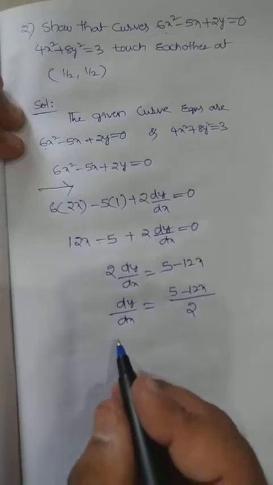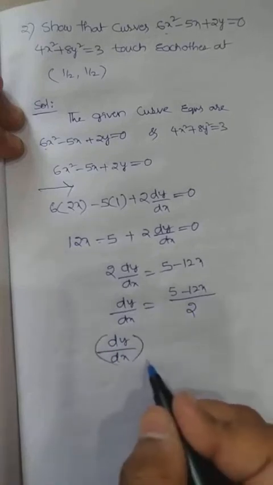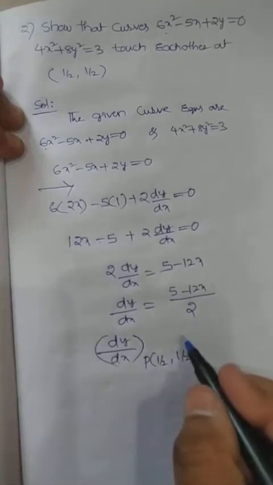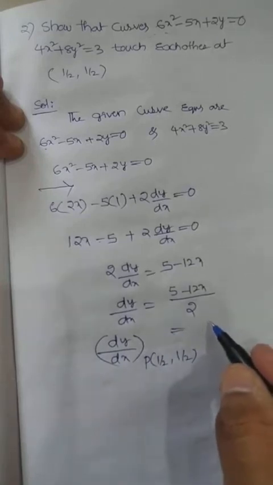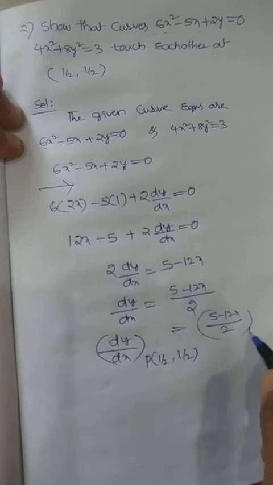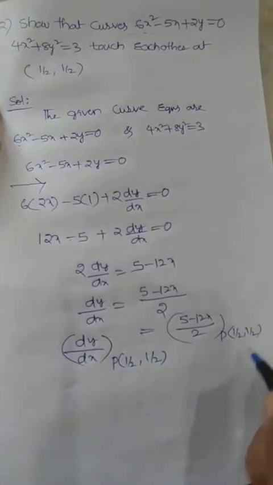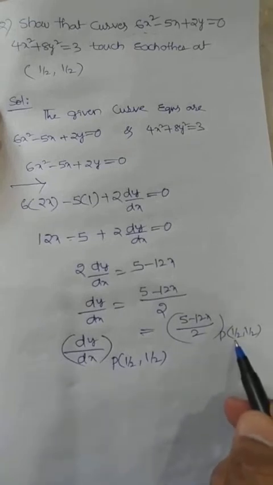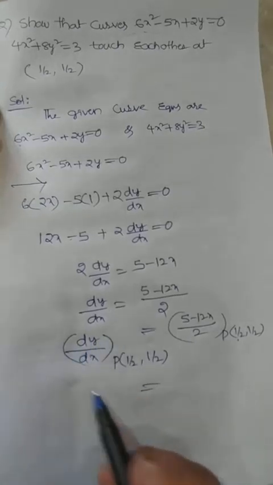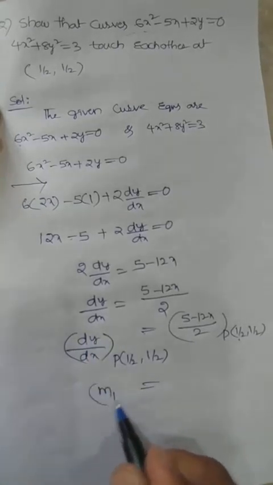Now this dy by dx, at which point do I have to find it? At 1 by 2 comma 1 by 2. So dy by dx is 5 minus 12x by 2 at this point P of 1 by 2 comma 1 by 2. In place of x I am going to substitute 1 by 2. Let us assume this curve's slope is m1 at P.